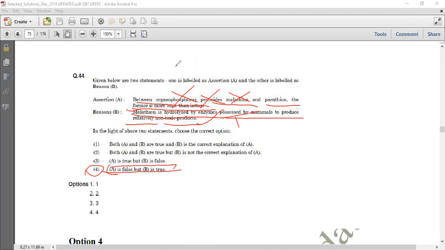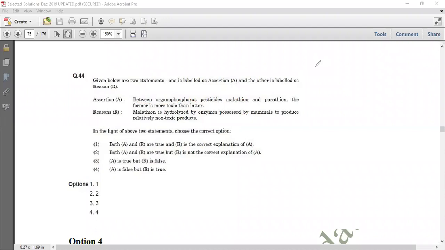Just because of this reason, malathion gets hydrolyzed by the enzymes in the mammal body, and they produce relatively non-toxic products. That's why they become less harmful or less toxic in comparison to parathion. But the statement is saying that the former is more toxic, which is absolutely wrong. So according to this, the first statement is false and the second one is true. So the correct option is 4. A is false, but R is true. Just a minute, guys.